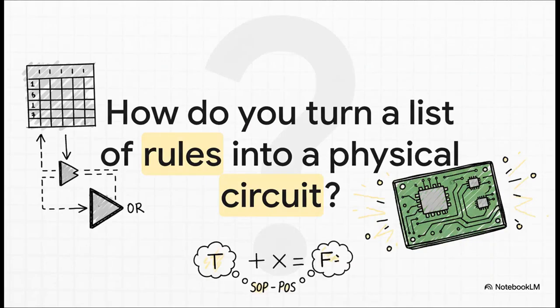But let's start with a bigger question. Say you have a set of rules. If this happens, then do that. How do you actually build a physical electronic circuit that just follows those rules automatically? Well, that's the core puzzle of digital logic. And the answer is all about turning those rules into a language that circuits can actually understand. And that language is Boolean Algebra.